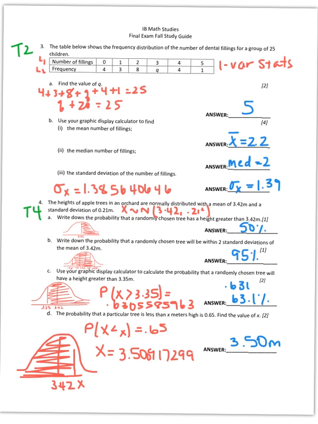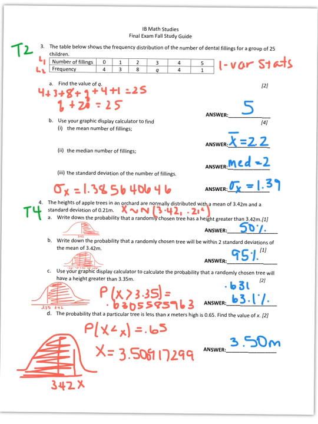Part C. So they want to know what the probability that a randomly chosen tree will have a height greater than 3.35 meters. So you always want to draw your normal curve first. 3.35 is smaller than your mean of 3.42, but we want greater than, so we're going to shade to the right. So we want to know the probability that x is greater than 3.35.